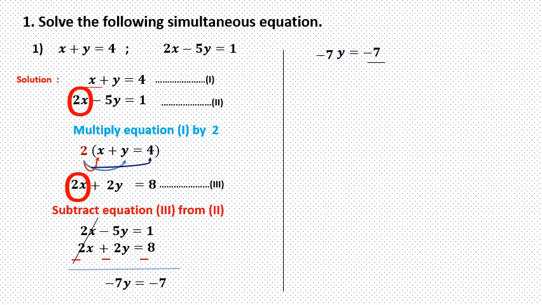Now we have to find the value of y. So minus 7 will go to the right side of the equal sign. Minus 7 is in multiplication with y, so when it goes to the right side, it will divide by minus 7. So minus 7 divided by minus 7, we get the value of y as 1. Okay, we have completed our step number 3. After doing addition or subtraction, we get the value of one variable. So we got the value of one variable y, that is 1.